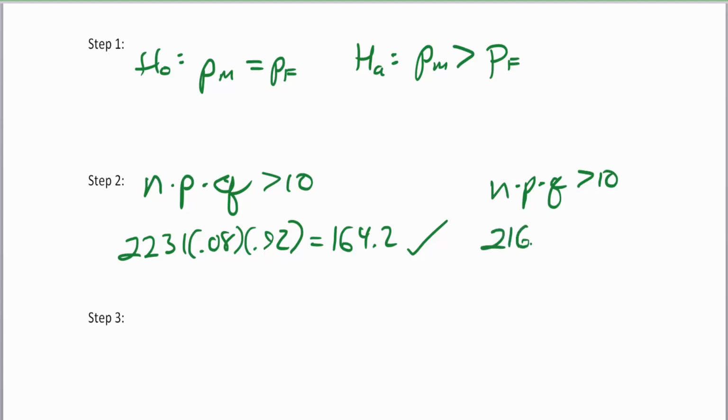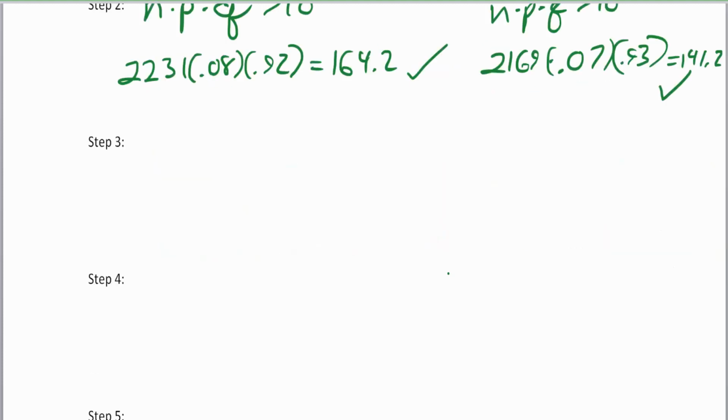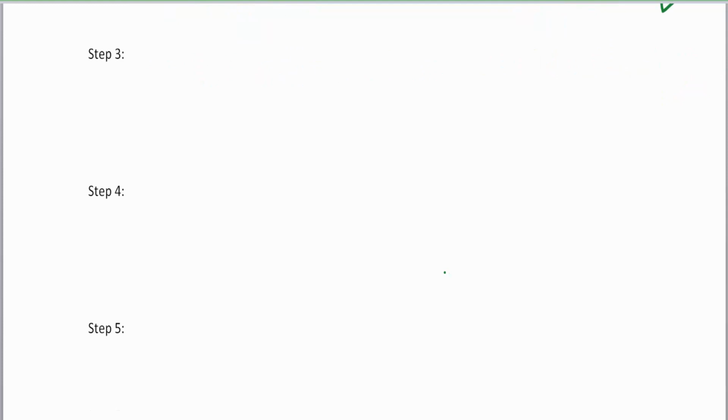So 2,169 times the 0.07, parentheses would probably be better here, and then 0.93, because that's the complement of 0.07. And that's going to be 141.2. All right, so both of these are well covered. We have big enough sample sizes to take care of this. Because as you've seen in previous examples, it's not just good enough to say it looks like our sample size is bigger than 30.